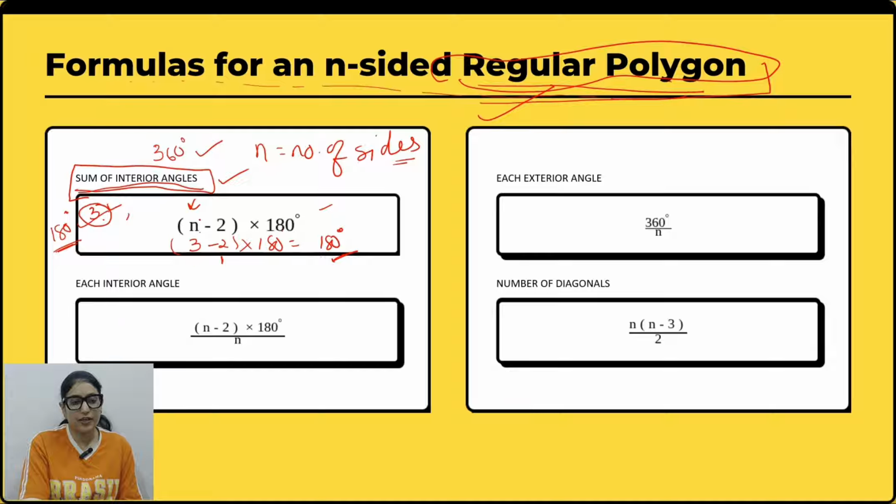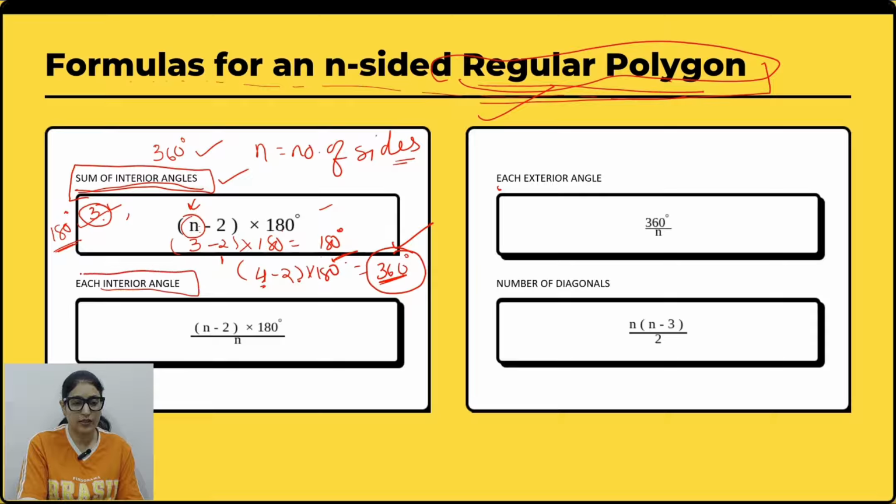If I take n as 4, so (4 minus 2) multiplied by 180. 4 minus 2 is how much? 2. 2 into 180 is 360. So I have taken n as 4. 4 means it is a quadrilateral with 4 sides, and that too all equal. So what will be the sum of all its interior angles? 360. Clear?